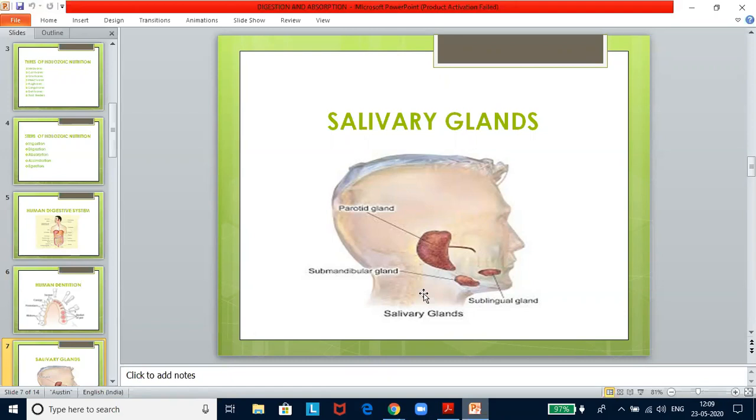So you need to remember the ducts here. Stenson's duct is of the parotid gland, Wharton's duct is of the submandibular gland, and Rivinus duct is of the sublingual gland.